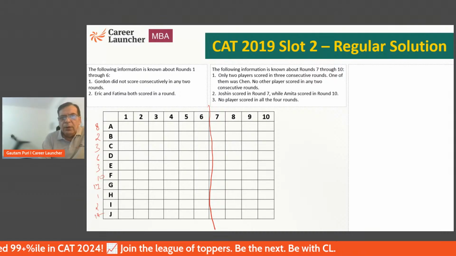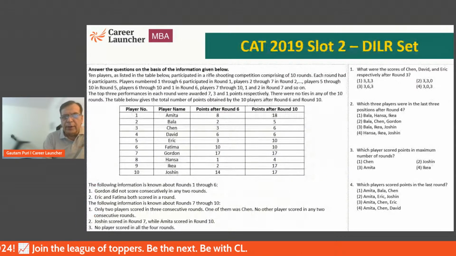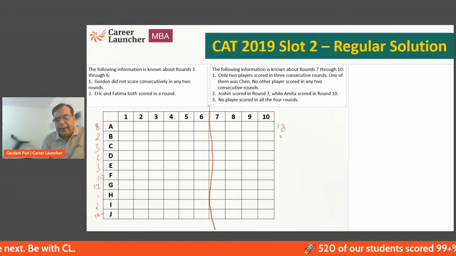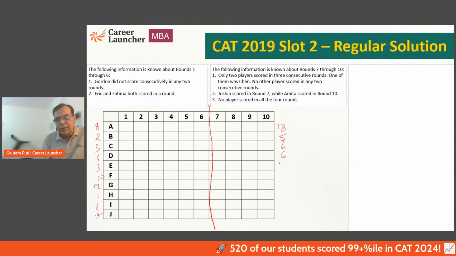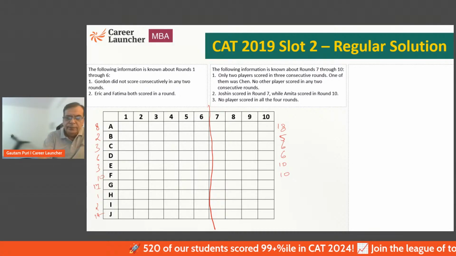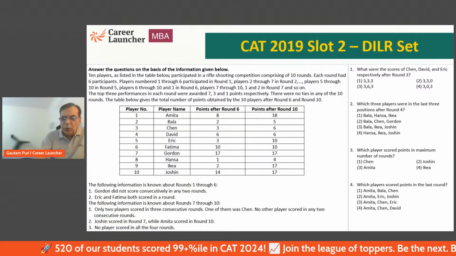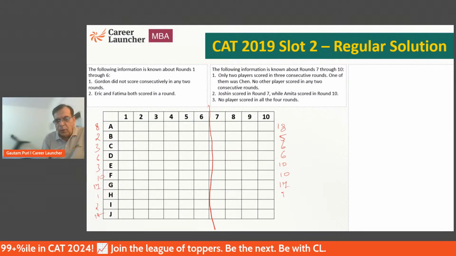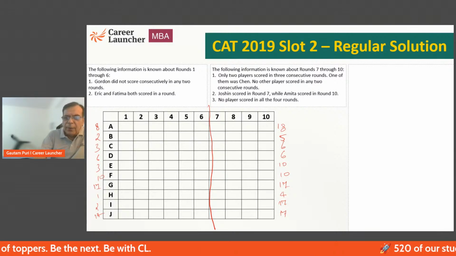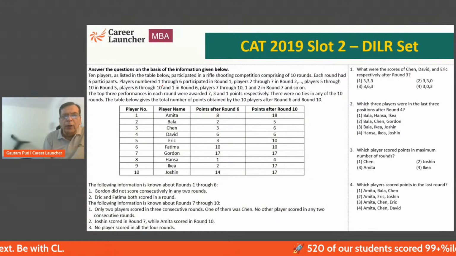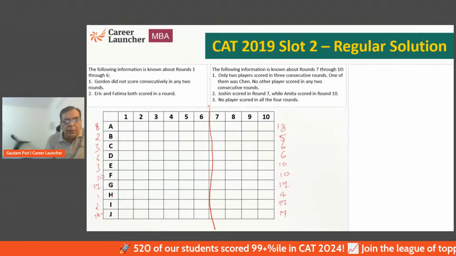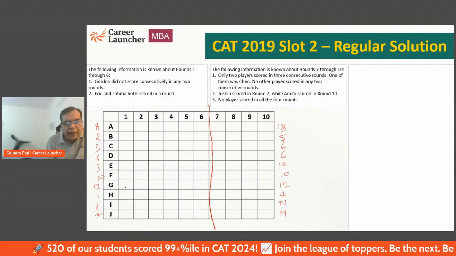Similarly, after 10 rounds, what are the points? 18, 5, 6, 6, 10, 10. And 17, 4, 17, and 17. Then what will I do? I'll start going to the data which says in round 1, who all played? Players 1 to 6 participate in round 1. So in round 1, players 1, 2, 3, 4, 5, 6, up to F.